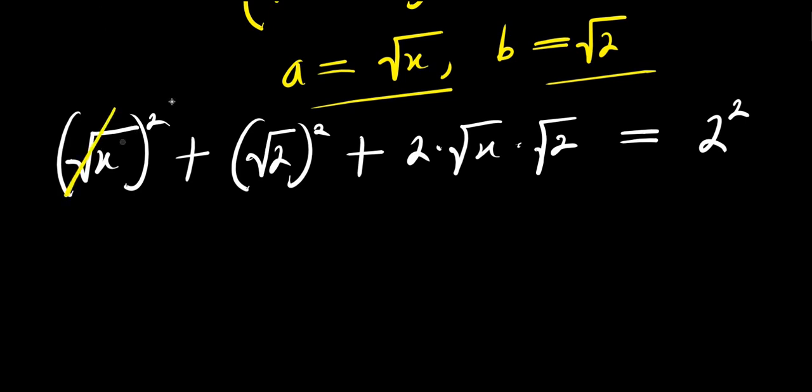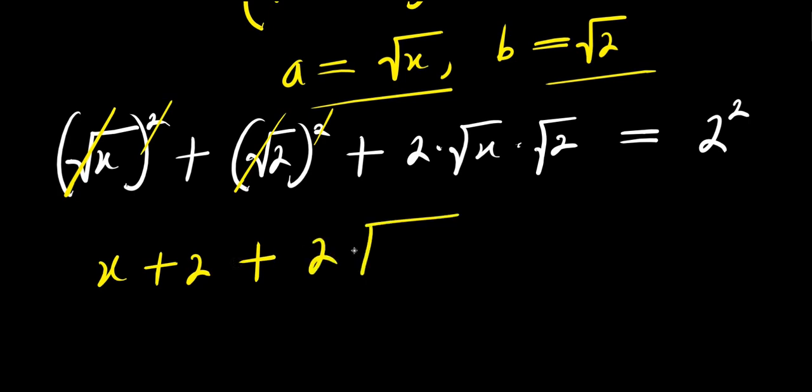So from here, this cancels, this cancels. I have x plus 2 times root x times root 2, which will give us root 2x because x times 2 is 2x, and the square root covers both of them. And this equals 4.